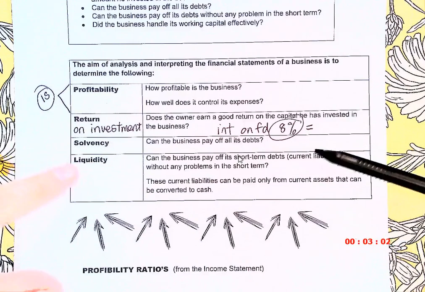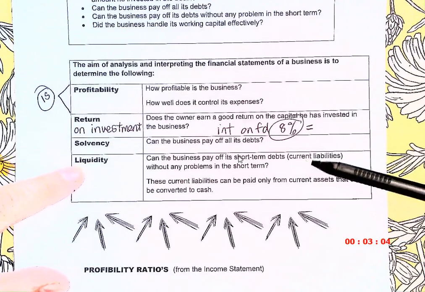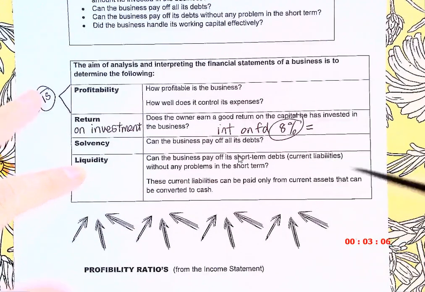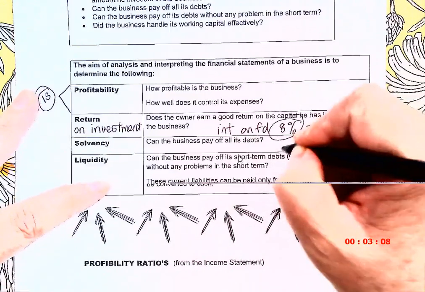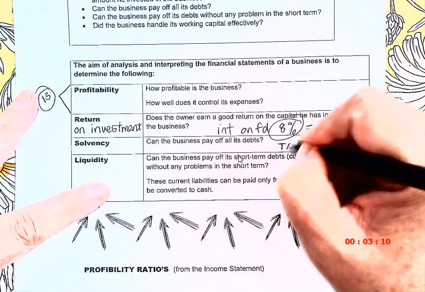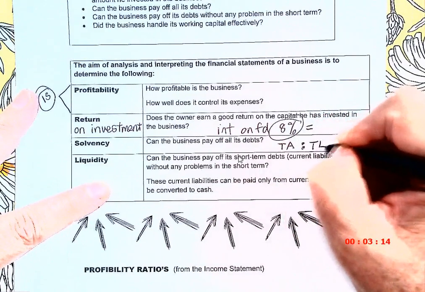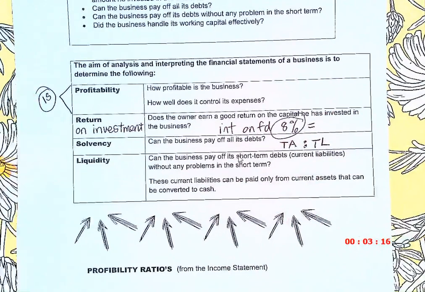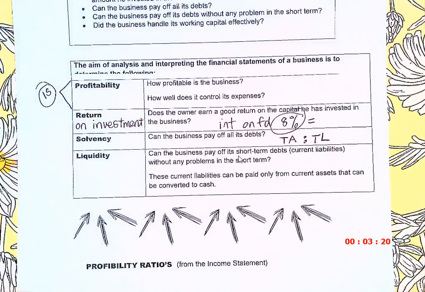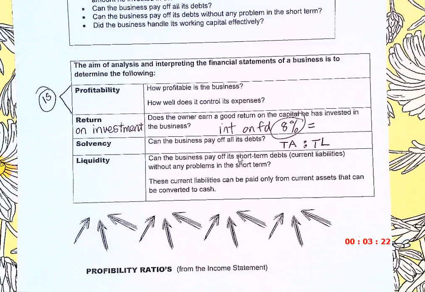The other ratio is my solvency. So solvency means I'm going to do total assets as a ratio to total liabilities. We're not going to do the calculation. I just want to see in relationship to each other, do I have more assets than liabilities?